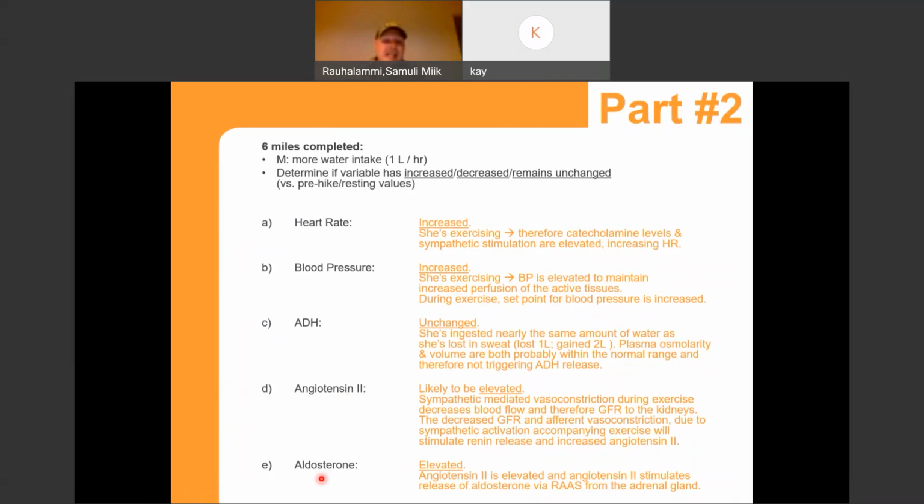So again, for D and E, all you have to do is tell me that both of those are going to be elevated because she's exercising. And because she's exercising, our kidneys are not as active. That's it. I went crazy with my explanation because I was optimistic about life and I had a lot to say at that point. But this is the level of detail that I'm looking for in part 2.